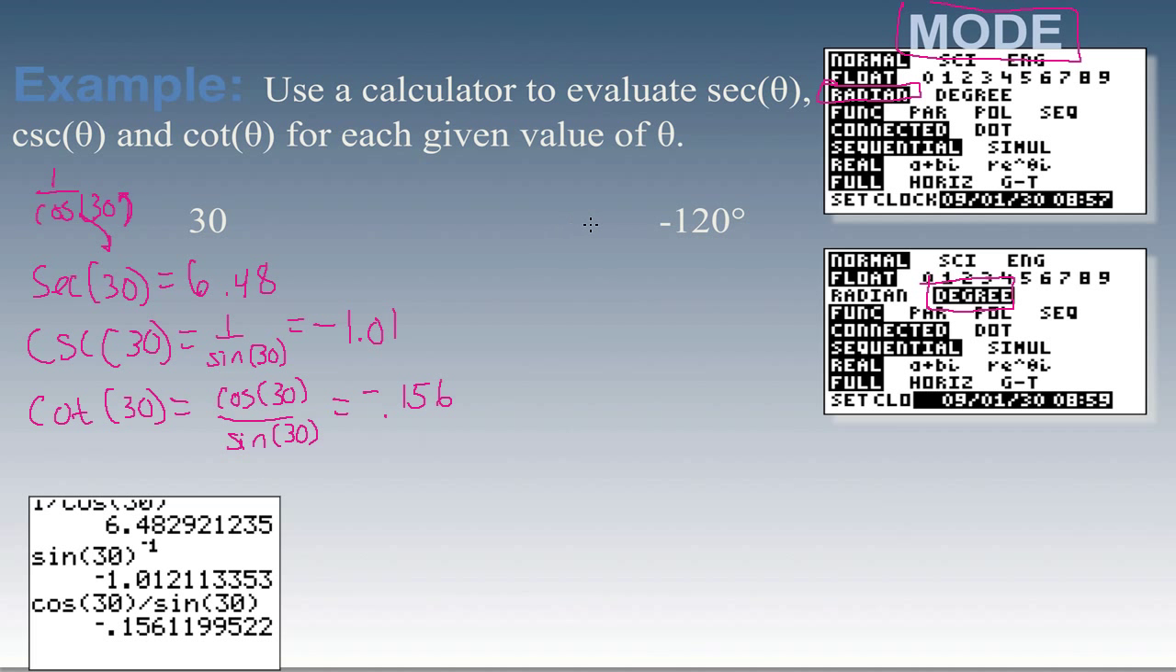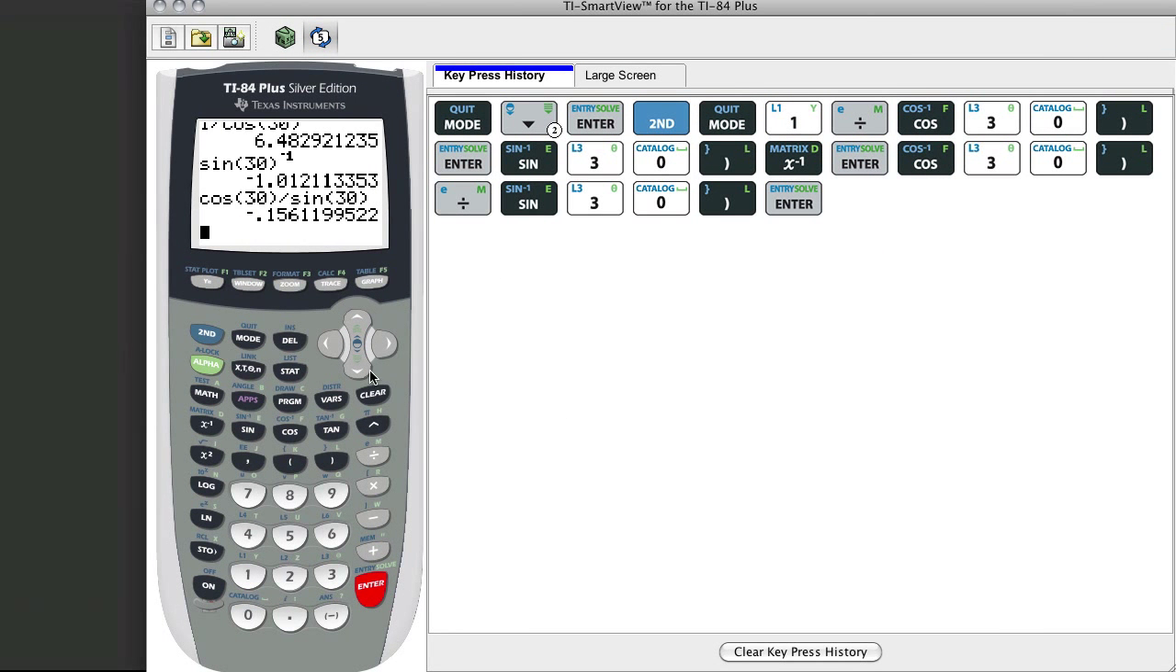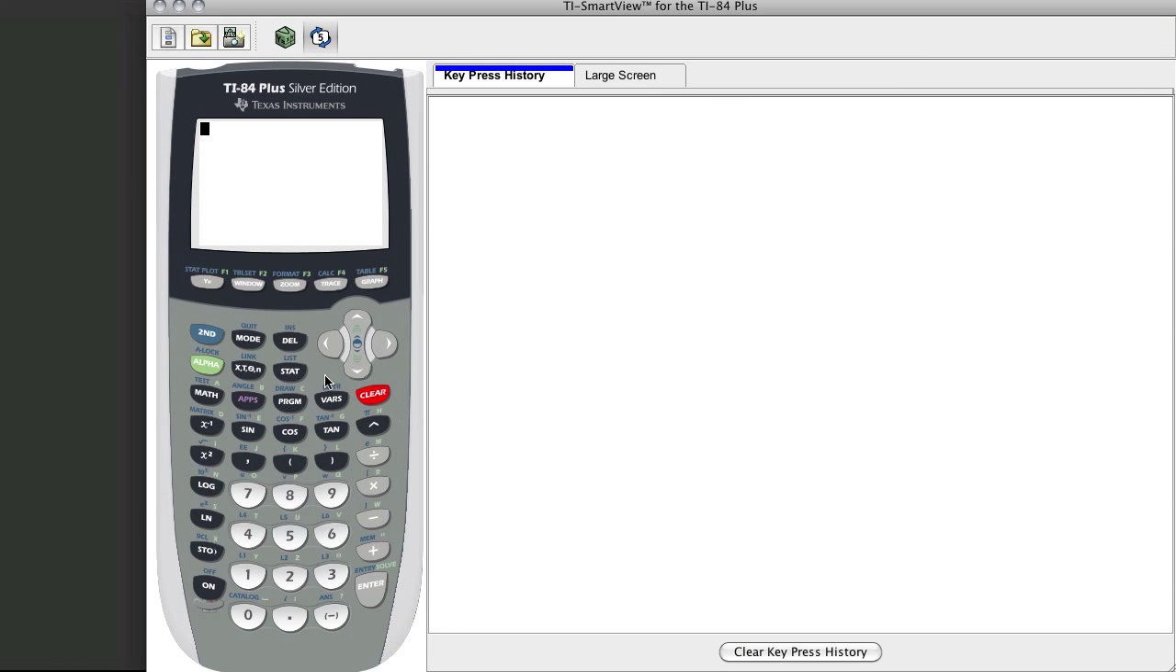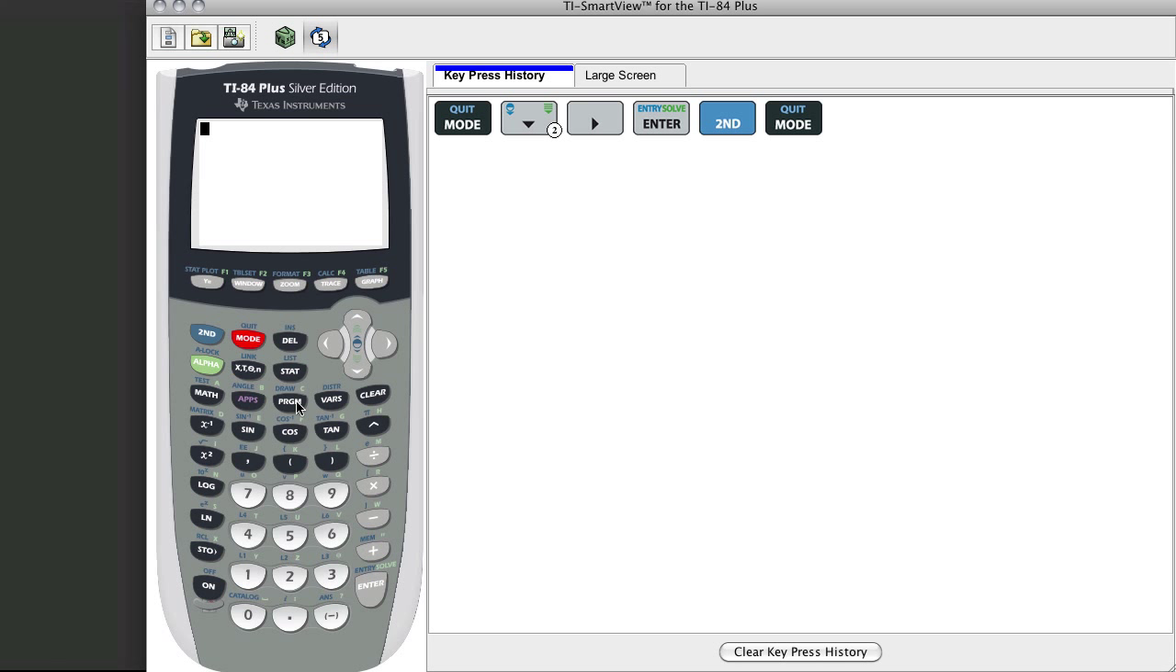So that's that. Let's switch our calculator back into degree mode and get the answer for secant, cosecant, and cotangent for negative 120 degrees. If we clear all this off, press the mode button again. This time go down and over to degree. Degree is highlighted. Press enter. Quit out of here. And now I need 1 over cosine of negative 120, or cosine negative 120 reciprocal.